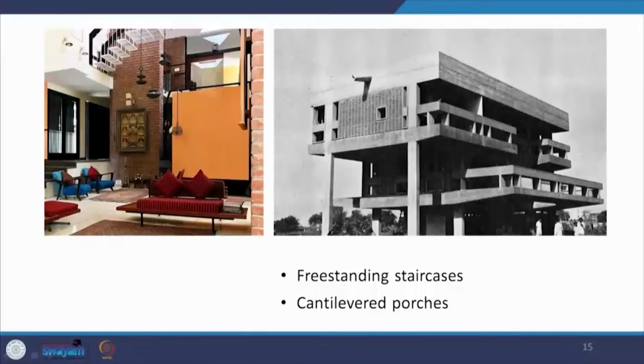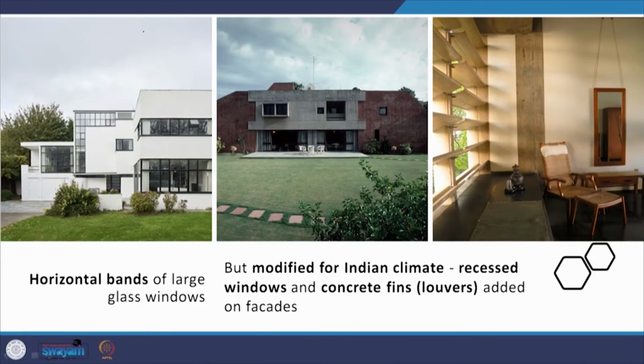Now, things like freestanding staircases and cantilevered porches came up simply because of better structures, simply because there were people who not only invented RCC, but who were willing to design such cantilevers, and you could have these porches without the column supports, and you could have these freestanding staircases because of RCC. Then the horizontal bands of large glass windows, as you see here, again were made possible because the outer wall is only a curtain wall, so it is not carrying any load.